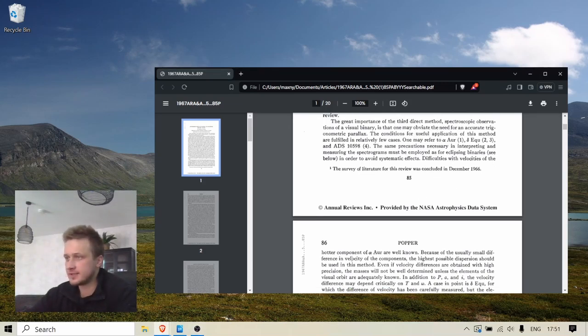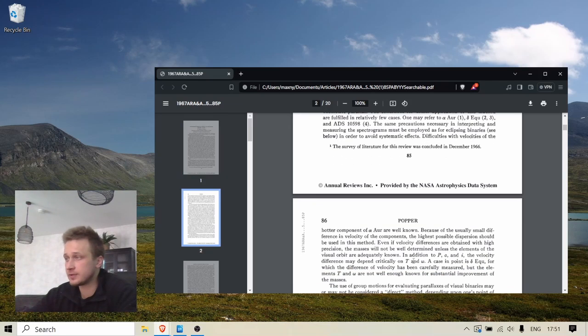Difficulties with velocities of the hotter component of alpha hour are well known apparently, because of the usually small difference in velocity of the components. Okay. Is the components here? Is that the stars? The highest possible dispersion should be used in this method. Even if velocity differences are obtained with high precision, the masses will not be well determined unless the elements of the visual orbit are adequately known.